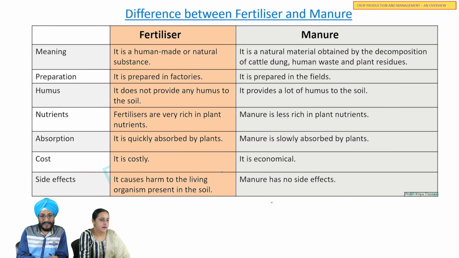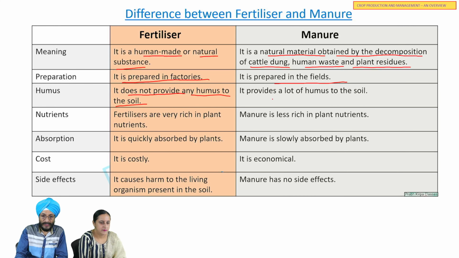Now we will understand the difference between fertilizer and manure. Fertilizer is a human-made or natural substance, whereas in the case of manure, it is a natural material obtained by the decomposition of cattle dung, human waste, and plant residues. Fertilizer is prepared in factories, whereas manure is prepared in the fields. Fertilizer does not provide any humus to the soil, whereas manure provides a lot of humus to the soil.